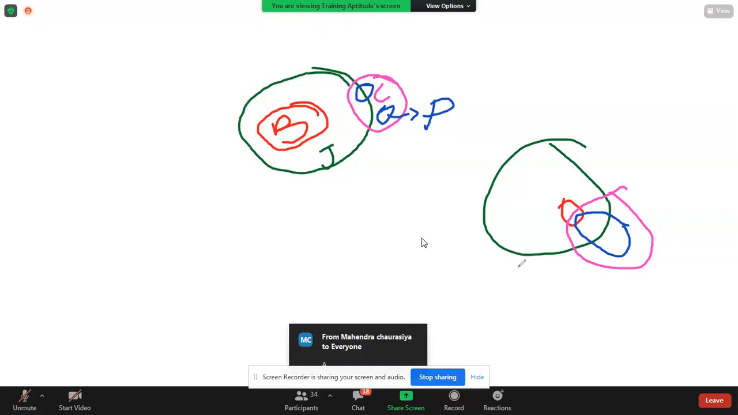Some cars are boxes, not necessary. No pen is jeep, not necessary. It can be jeep also. Some boxes are cars, not necessary. None of the three. Option A. Are you getting the logic, students?